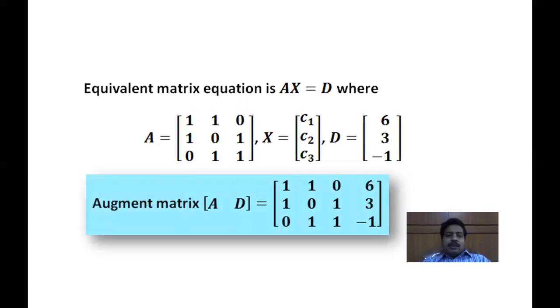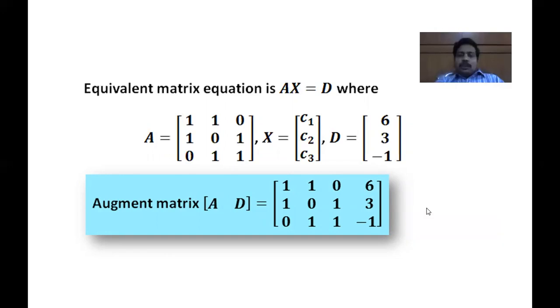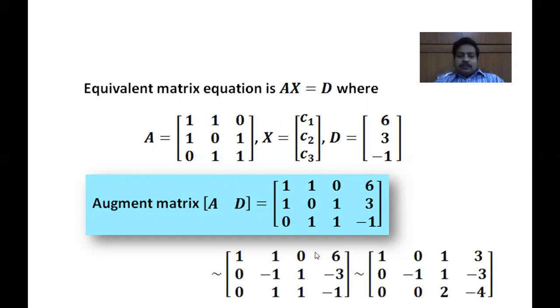So these values are taken as D. To solve this equation, let us form an augmented matrix [A | D]. The entries of D are kept here by adding one more column in this augmented matrix. Now we need to convert this matrix into echelon form so that the solutions are directly visible to us from this matrix. By performing elementary row operations, we can convert this matrix like this.